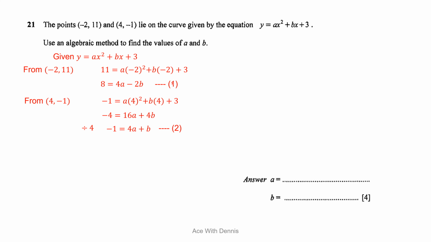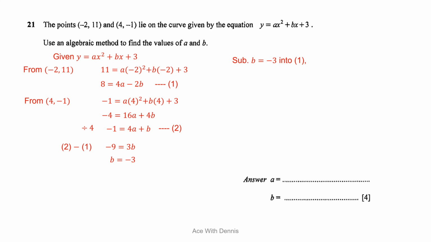Now we compare equation 1 and equation 2. We can see that the coefficient of a for both equations is the same, which is 4. Hence, I will do equation 2 minus equation 1 by using the elimination method. This will give us -9 equals 3b. So -1 minus 8, we get -9. 4a minus 4a, we get 0. So b minus -2b, we get 3b. So b will be -3.